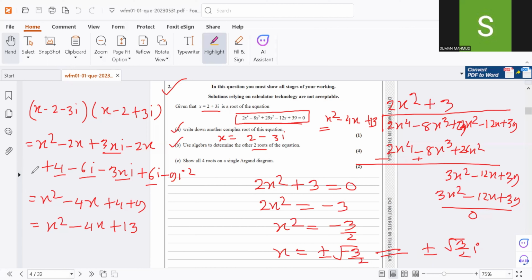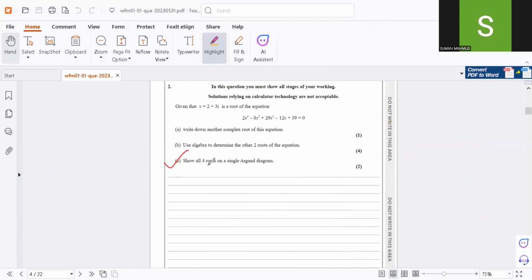And question number c: show all 4 roots in a single Argand diagram. So you know the x-axis and y-axis. The x-axis is the real part, and the y-axis is the imaginary part actually. So the first root is 2 plus 3i. So this is 1 and 2, the real part is 2, and 3i: 1, 2, and 3. So the first one is this.